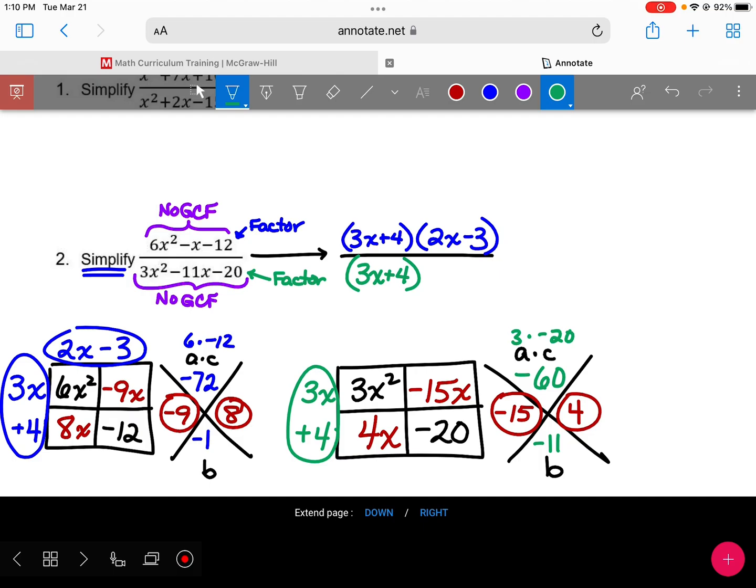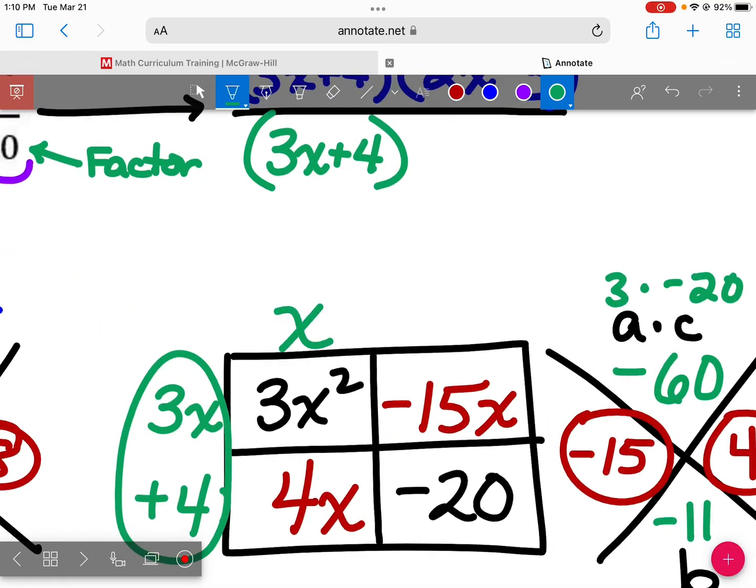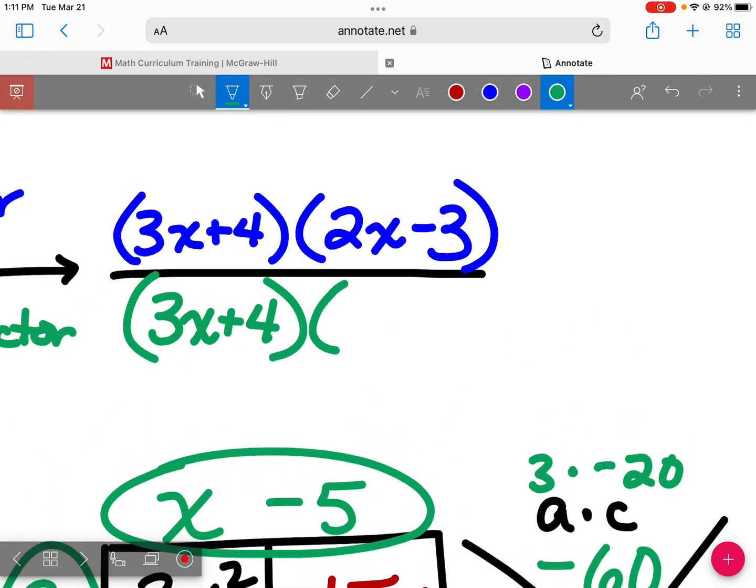Now my columns. What goes into 3x squared and 4x? Just x. Negative 15x and negative 20. 5. Positive or negative? Negative. X minus 5. Again, I can check my rows and columns. 3x times x gives me 3x squared. 4x times x gives me 4x. 3x times negative 5 gives me negative 15x. 4 times negative 5 gives me negative 20.